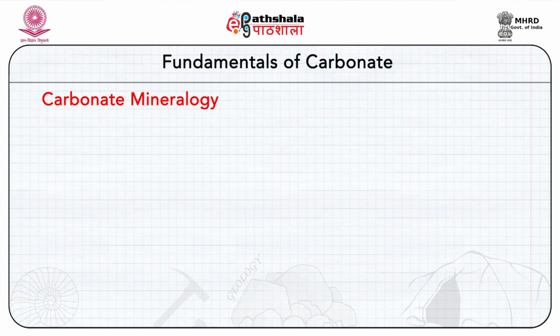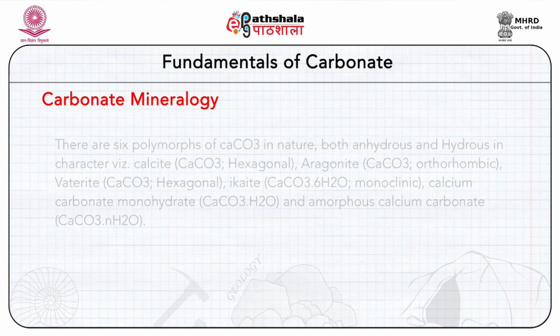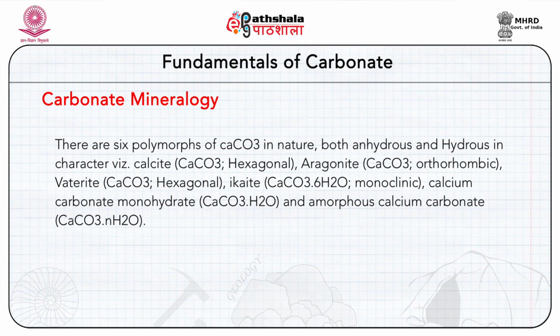Now, we come to carbonate mineralogy. There are 6 polymorphs of calcium carbonate in nature, both anhydrous and hydrous in character. That is calcite, CaCO3, which is hexagonal in structure; aragonite, also of composition CaCO3 but orthorhombic in structure; vaterite, CaCO3 but hexagonal in structure; ikaite, that is CaCO3 with structure-bound water and monoclinic in structure; calcium carbonate monohydrate, that is calcium carbonate and H2O combined; and amorphous calcium carbonate, that is CaCO3 in water.